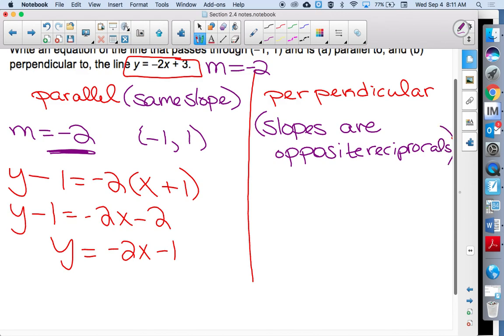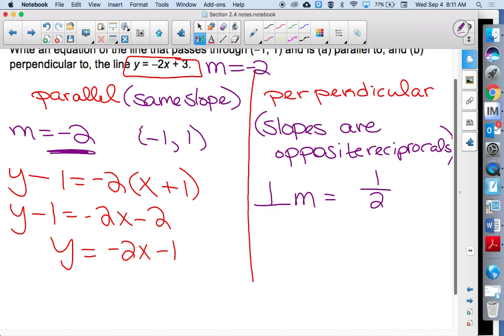And remember, that's from Friday when we talked about the slopes of parallel versus perpendicular lines. So Stephen, if our current slope is -2, what would the perpendicular slope be? Yeah. So opposite means it has to be positive, reciprocal means we have to flip it.